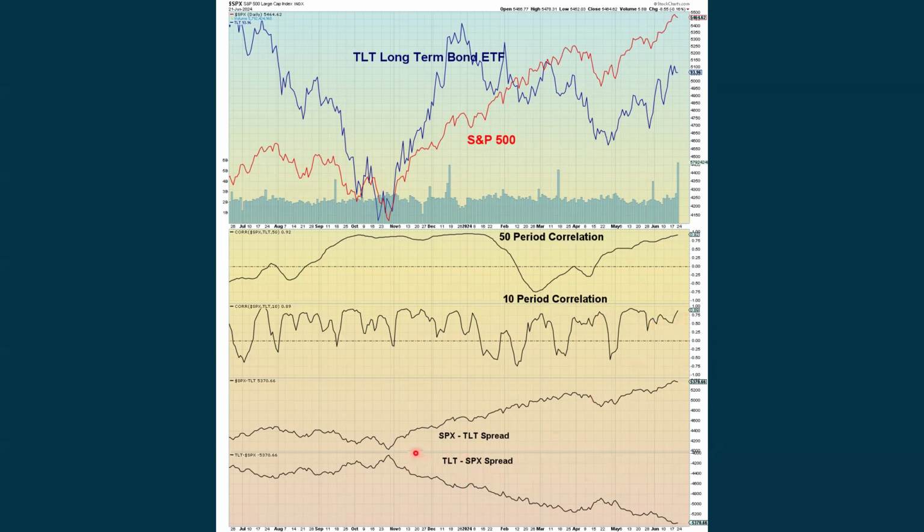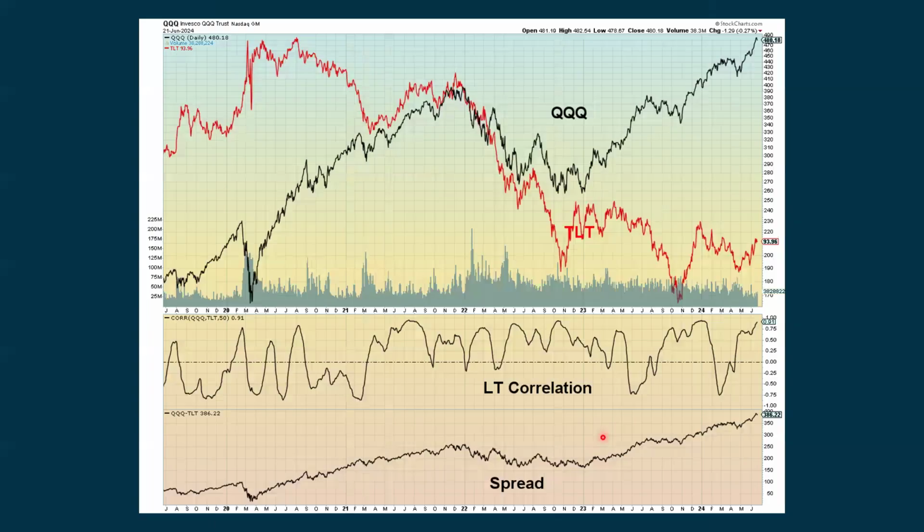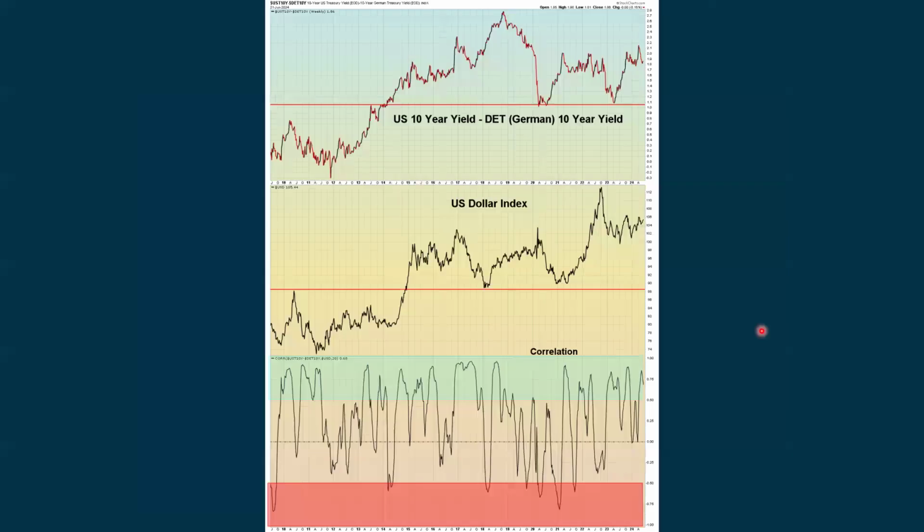I have a couple of spread studies down here that I plotted on here, but I don't know if they really help us all that much. We also look at the Qs to the long-term bond ETF and look at the correlation between them, where the Qs are also having a tendency to have a pretty strong correlated relationship with the long-term price of bonds.